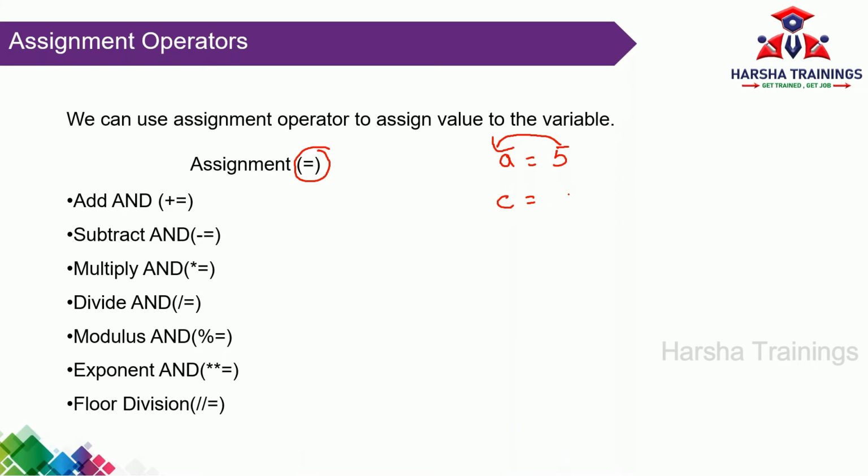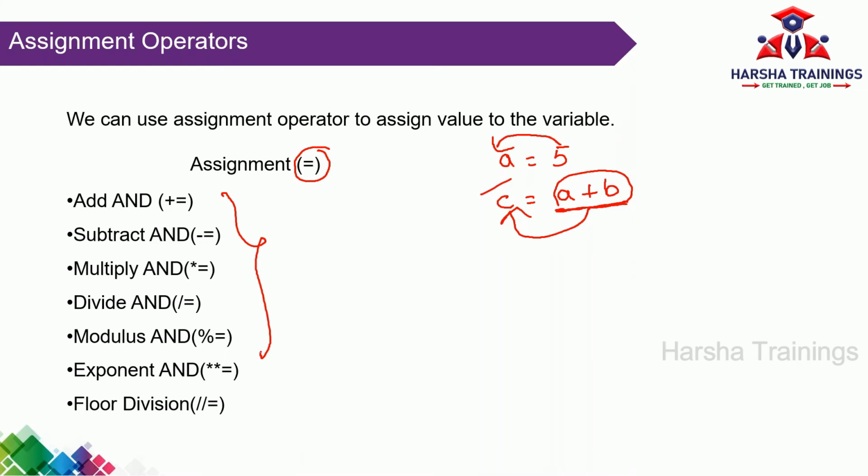For example, C is equal to A plus B. In the right side, first we perform some operation. That is, if you have an expression, first the expression is evaluated and the result is assigned to the left side variable. This is called assignment operation.